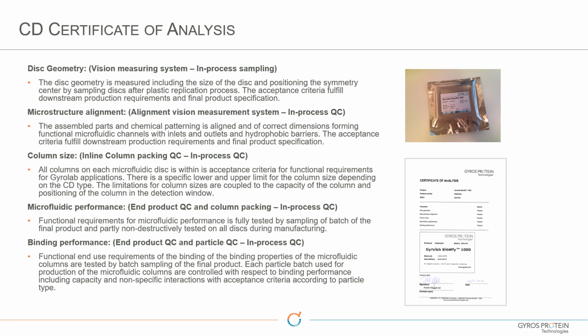All of the lots of CDs that we produce come with a certificate of analysis that can be had. And I think one of the things that I know from having used the system for a number of years is very rarely do we see a problem with the CD, right? So the QC of the CDs goes through validating the geometry of the disc after it's produced, making sure that all of the fluidics channels are aligned properly, the column size is appropriate, and that it binds the required amount of material. So it goes through a rigorous set of checks during manufacturing.